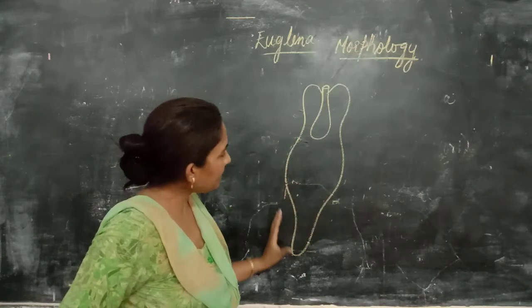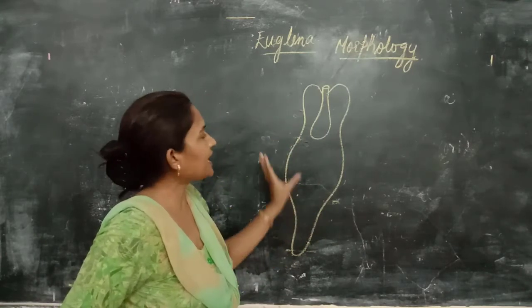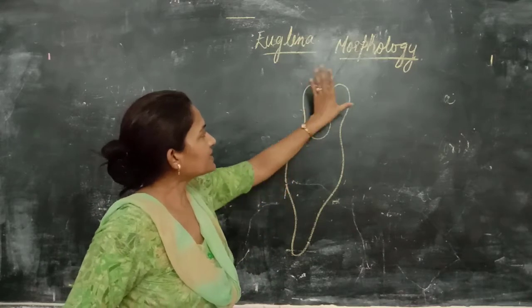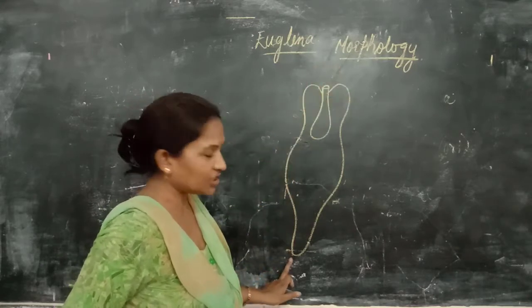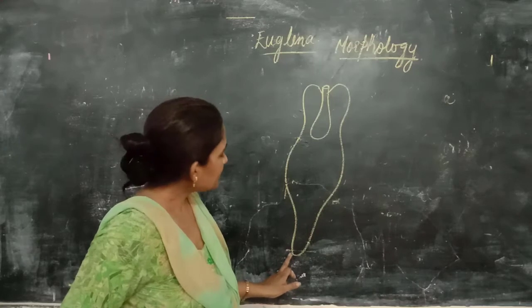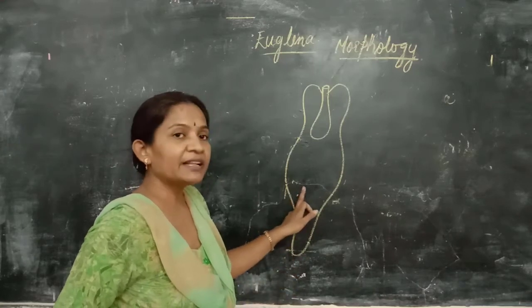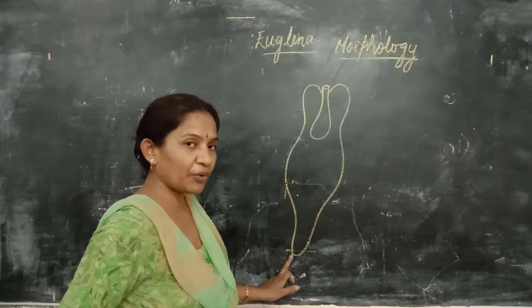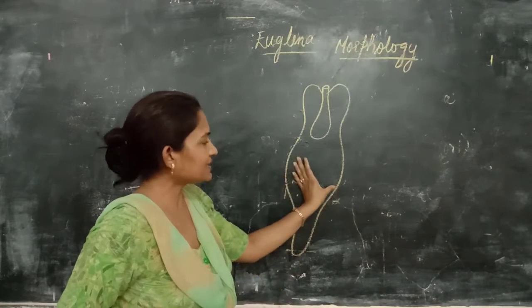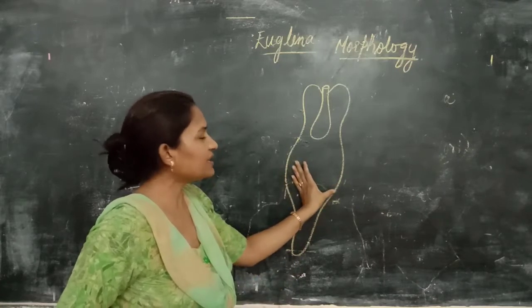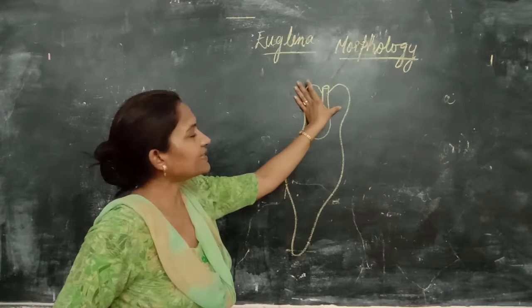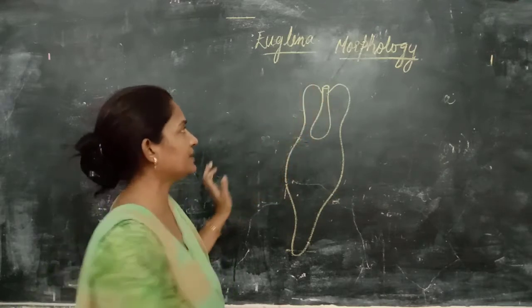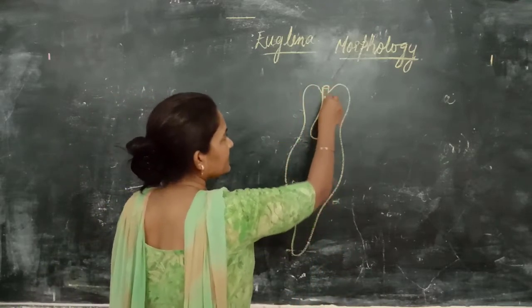This is the shape of the Euglena. This is the anterior end and this is the posterior end. It is thin and spindle-like. The posterior end is pointed. The middle part of the animal is wider, and the anterior end is round and blunt.